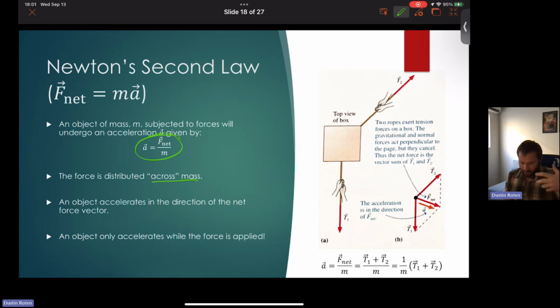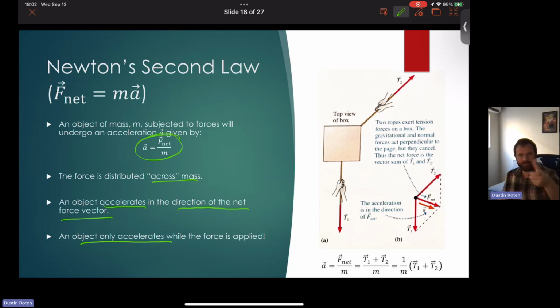The object will accelerate in the direction of the force vector. So if you have a tiny mass and a big force, lots of acceleration; a small force and a giant mass, it's going to barely accelerate. So an object only accelerates when a force is applied, and as soon as you stop applying that force, you stop accelerating. Just like when you take your foot off the gas pedal when you're driving, you instantly stop accelerating.